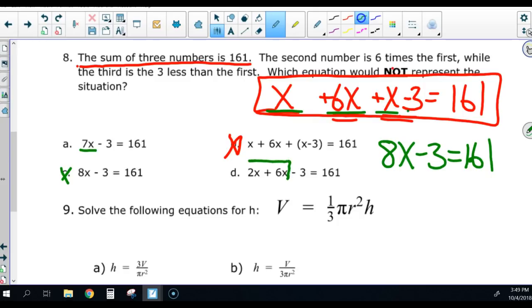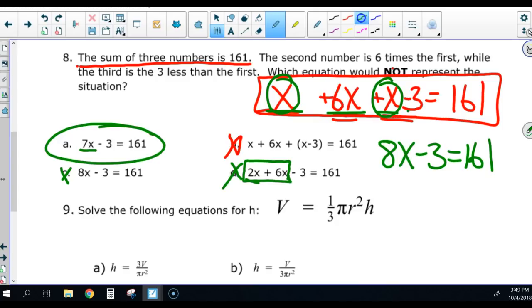D, if you look at the x's here, they just didn't combine all the x's yet. They took the single x and x to get 2x plus 6 minus 3. So that one is correct, which means it's not correct. A is the one that cannot represent this situation.